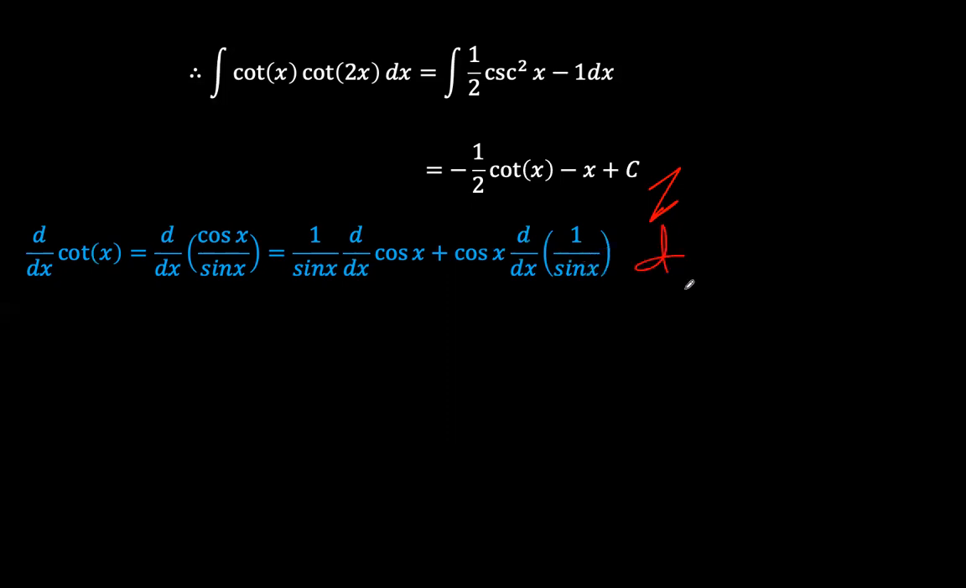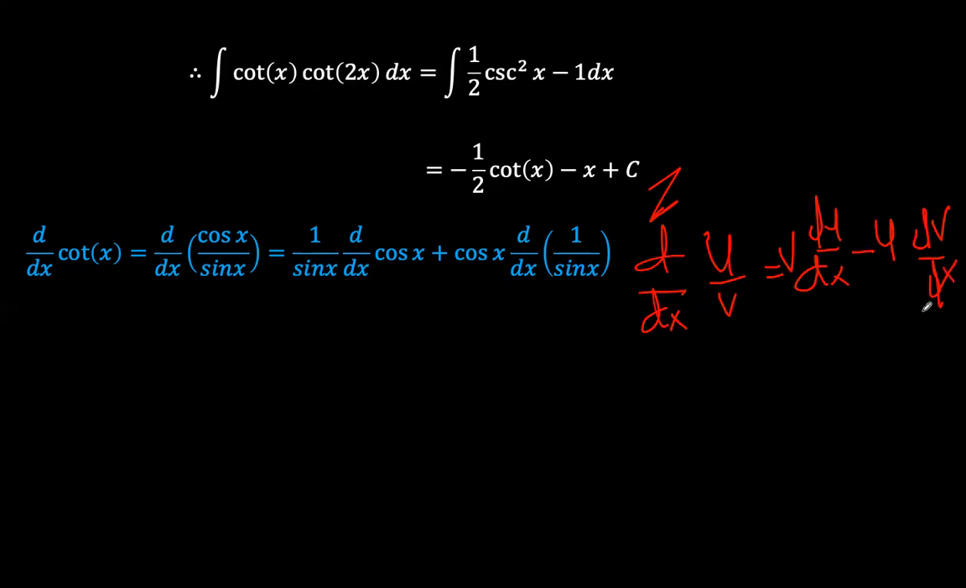Now, you know that the derivative of capital U over capital V is equal to V times the derivative of U, minus U times the derivative of V, all over V squared, the quotient rule of differentiation.